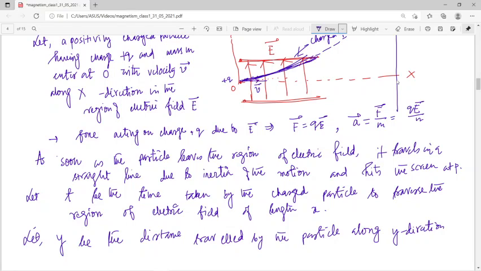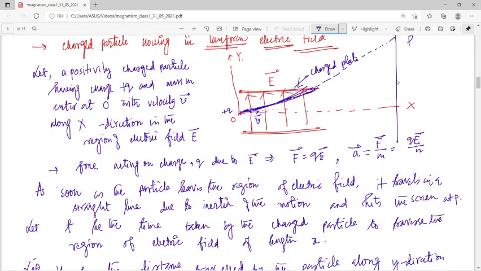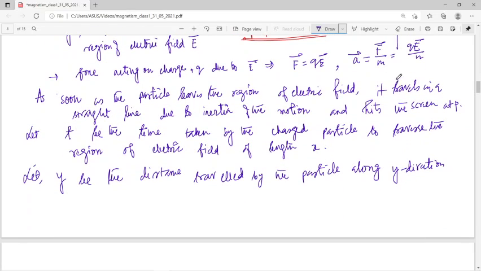That means t is the time taken by the charged particle to traverse the region of electric field of length x. This is the length x, and that is nothing but the length y, because we have to find the locus depending on x and y. So if you use the formula s equals ut plus half of at square, there is a horizontal motion as well as a vertical motion.